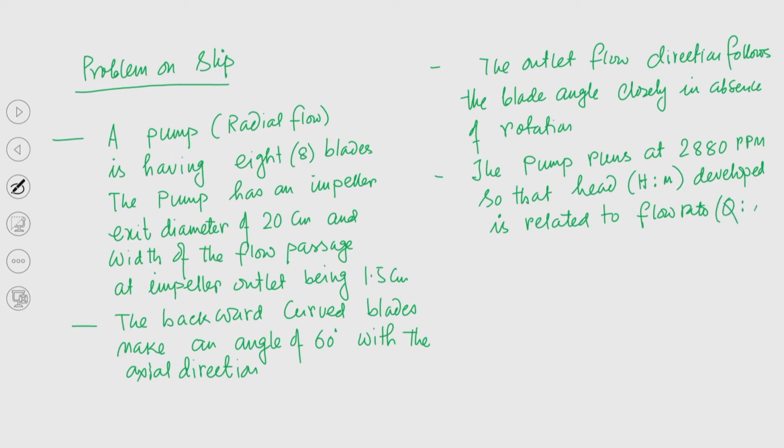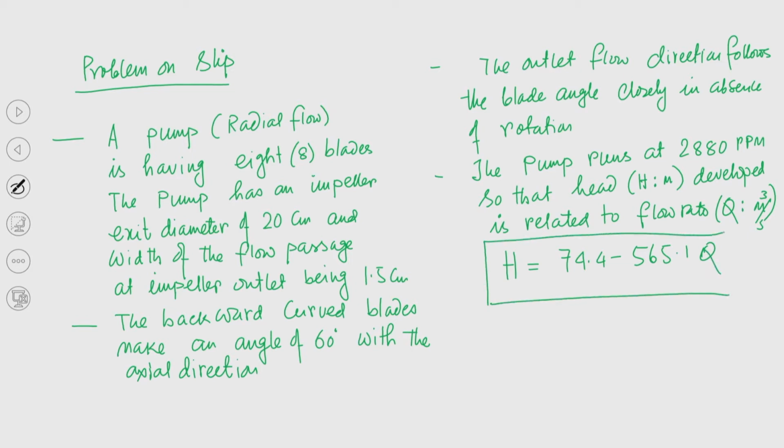unit is meter cube. So, I have written head in meter, flow rate cube in meter cube per second, and that is given by H equal to 74.4 minus 565.1 into Q cube. So, this is the relation we need to establish, right.